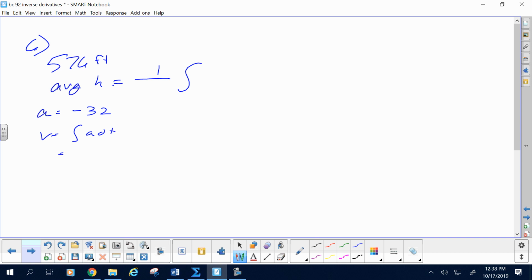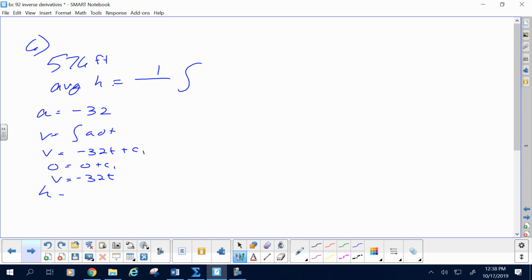Again, I feel like I know. You integrate. So negative 32t plus a constant, yeah? It says they dropped it. So what does that imply about the velocity at time 0? 0. So the velocity is merely negative 32t.